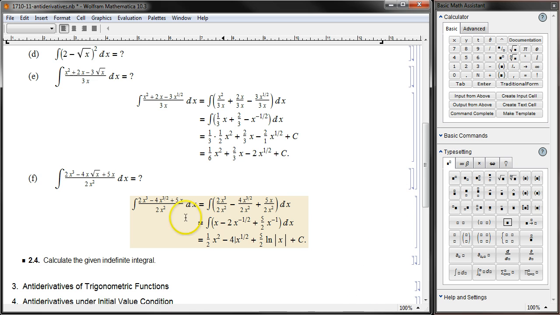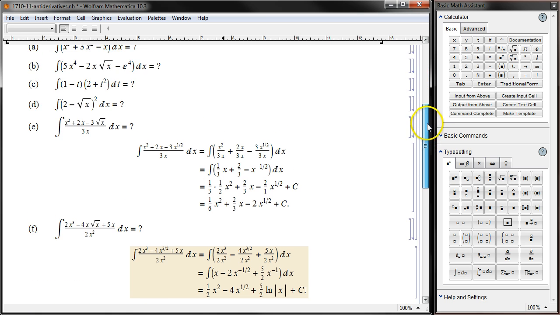So what did we do? Power form conversion first, separate the numerator, simplify, and then we took the antiderivative one term at a time. Now let me open up these answer keys here, and let's discuss these in terms of my answer key.